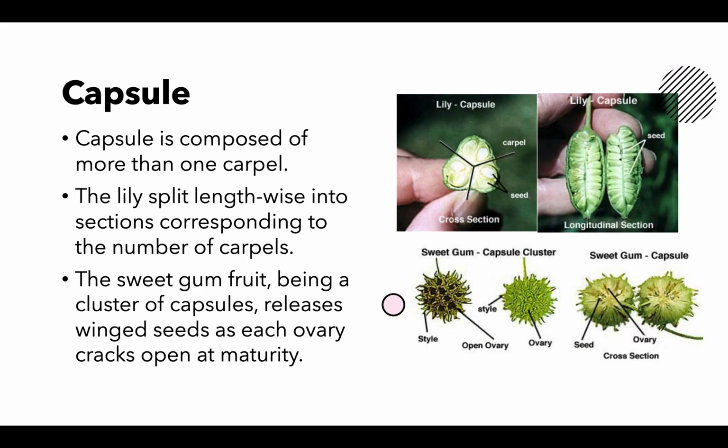Unlike the legume, the capsule is composed of more than one carpel. Fruits like the lily split lengthwise into sections corresponding to the number of carpels. The sweet gum fruit, being a cluster of capsules, releases winged seeds as each ovary cracks open at maturity.